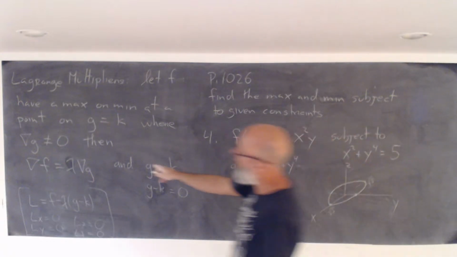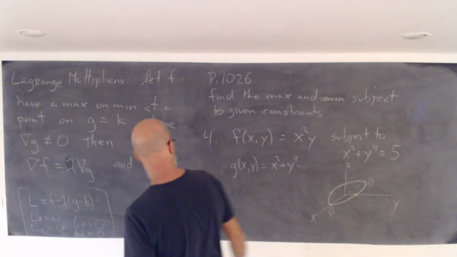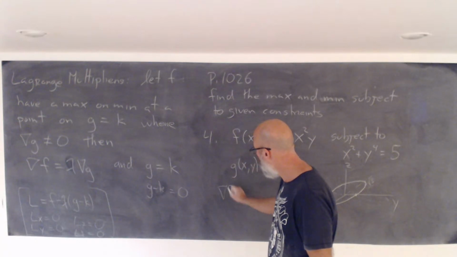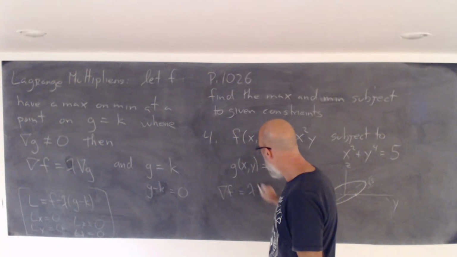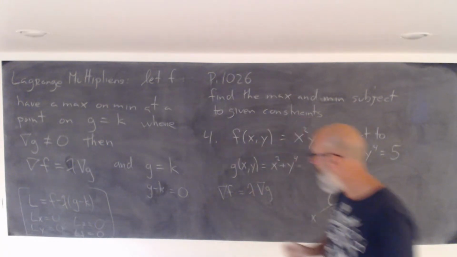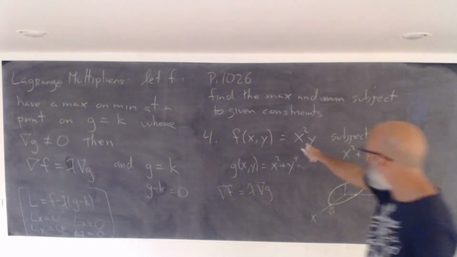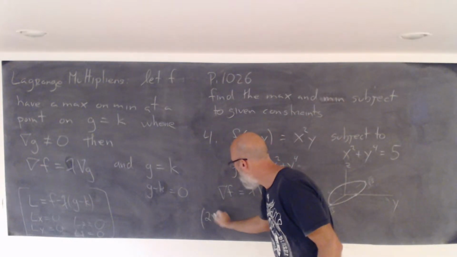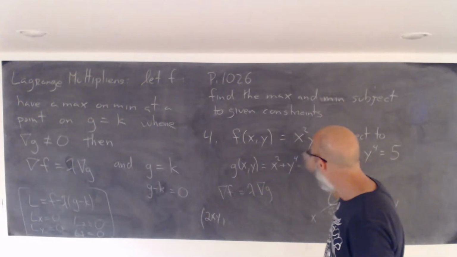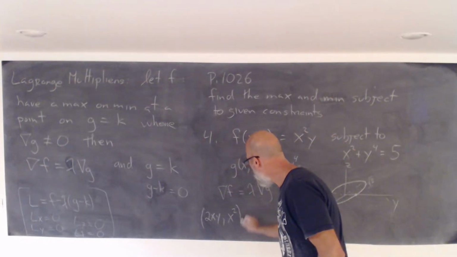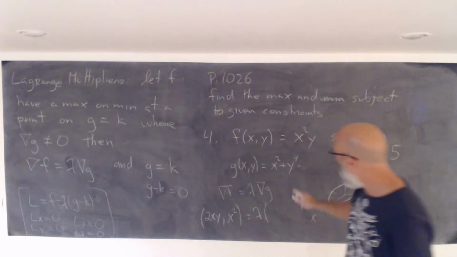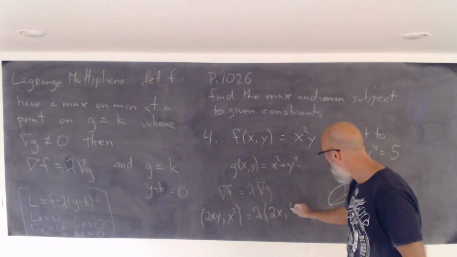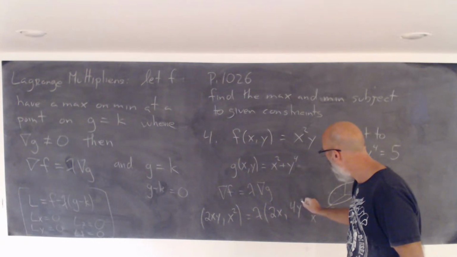And we need the gradient of f to be lambda times the gradient of g. Gradient of f, what is the gradient of f? 2xy and x squared. Gradient of g, 2x and 4y cubed.